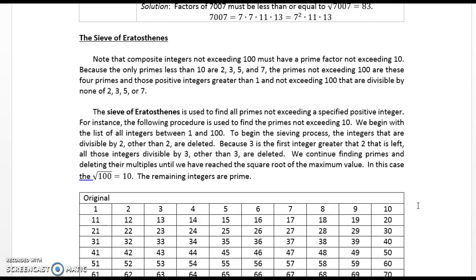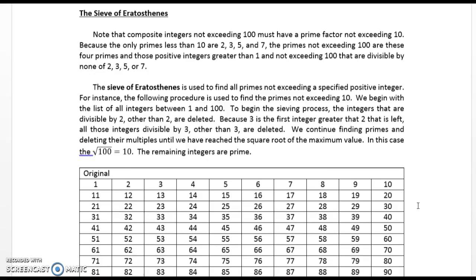For instance, the following procedure is used to find primes not exceeding 100. We begin with the list of all integers between 1 and 100. To begin the sieving process, the integers that are divisible by 2, other than 2, are deleted. Because 3 is the first integer greater than 2 that is left, all those integers divisible by 3, other than 3, are deleted. We continue finding primes and deleting their multiples until we've reached the square root of the maximum value. In this case, the square root of 100 is 10. The remaining integers are the primes.